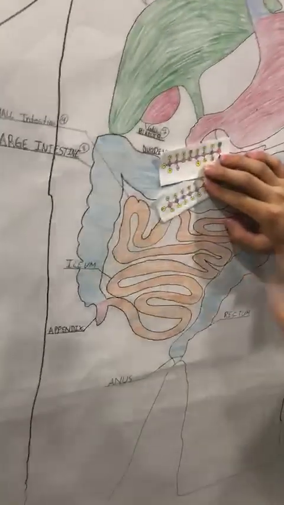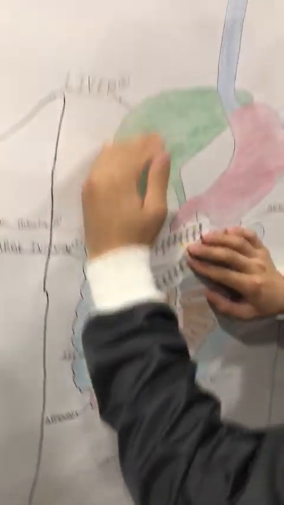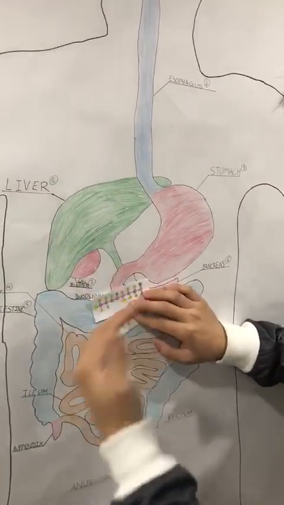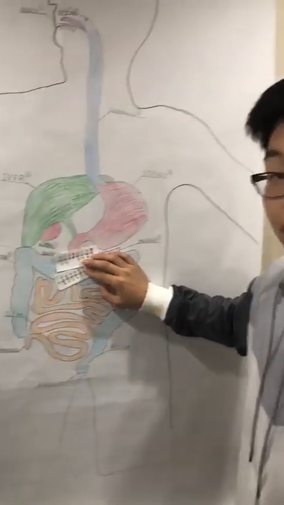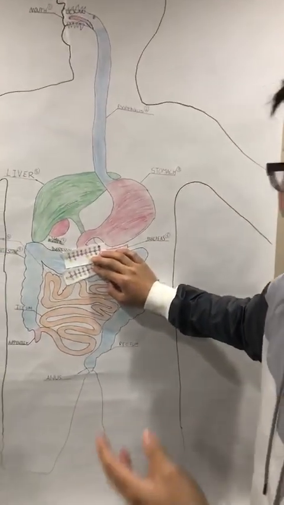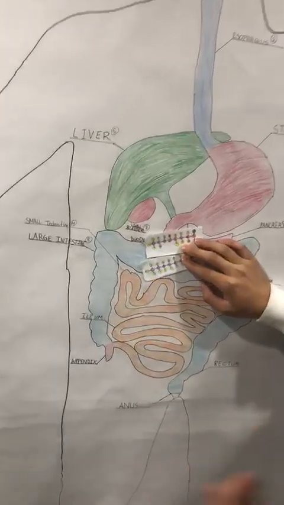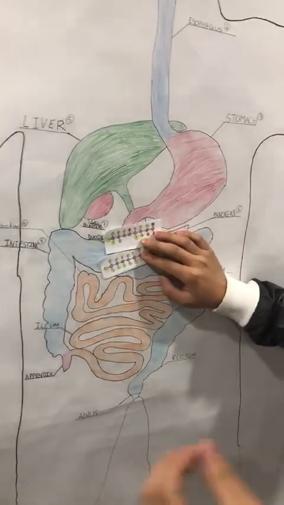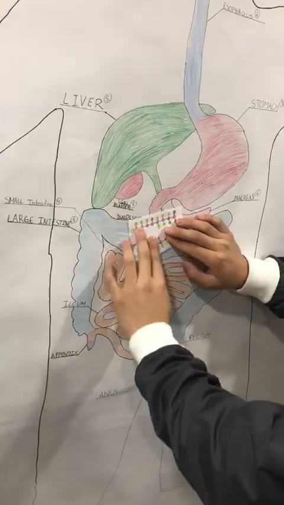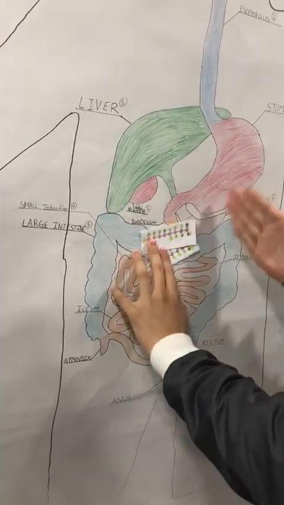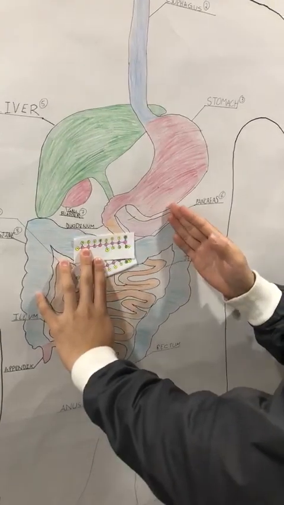Now this is where the liver releases something called bile. Bile is not actually an enzyme, it's an emulsifier. So what that means is that it speeds up the breakdown of the fats. It breaks down the larger droplets of fats into smaller droplets. And so that makes it easier for the enzyme that's released by the pancreas, lipase.